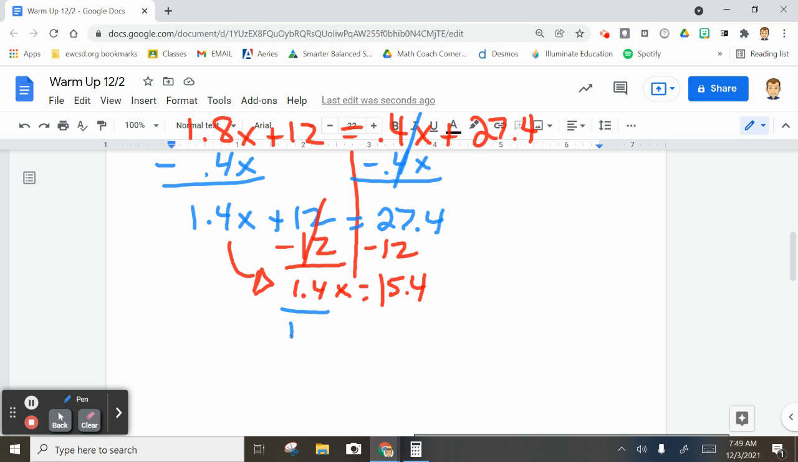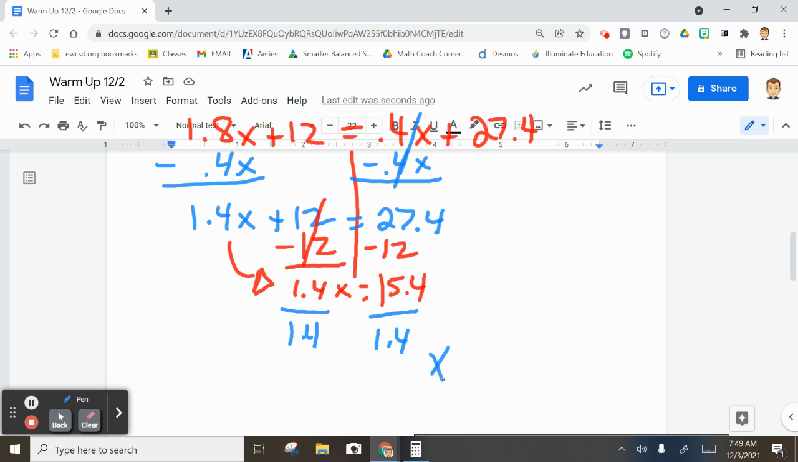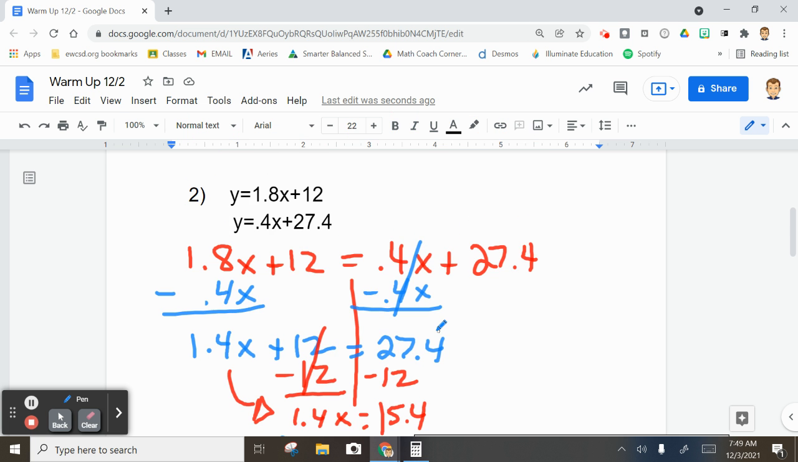We have 1.4 we got to get rid of here on both sides. So then the division is going to be 15.4 divided by 1.4 equals 11. X equals 11. All right, you want to figure out y as well? Let's go. How are you going to figure that out? If x equals 11, I think we did this one yesterday in our warm-up, but it's okay.